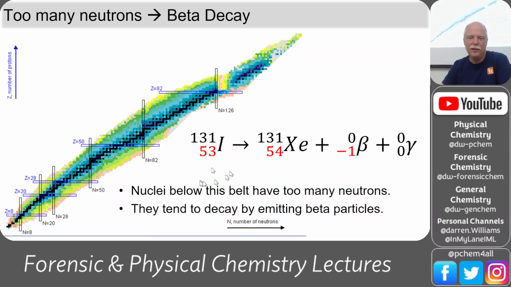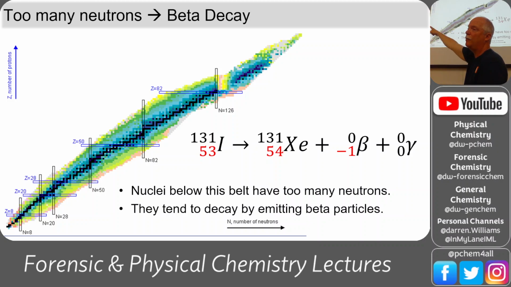So nuclei below this belt have too many neutrons, and they tend to decay by emitting beta particles. So they turn some of those neutrons into protons. Okay. And so this beta particle comes out of the nucleus, and the element moves 1 space to the right. So look at iodine, and you can just learn this based on the periodic table. If iodine emits a beta particle, where did it come from? The particle came from a neutron, and it became a proton.